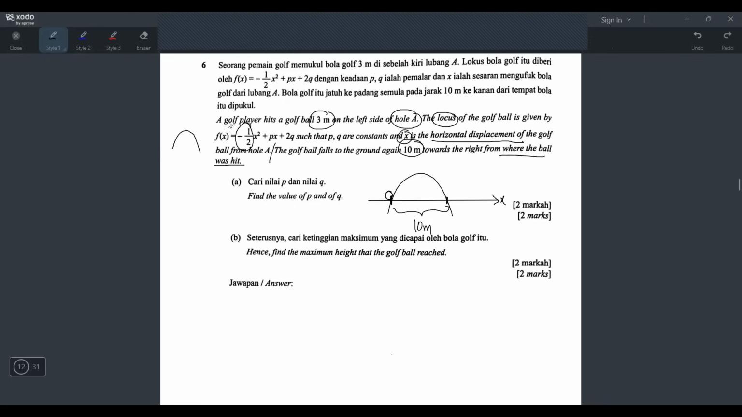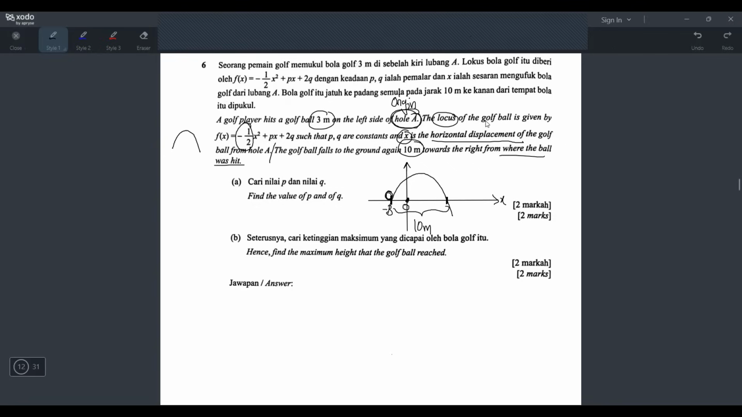Okay, let's read again. A golf player hits a ball 3 meters on the left side of hole A. So we can make this hole A the origin. Origin means the center, the 0, 0. So if the ball is on the left side of the origin, it means the origin must be on the right side, right? The origin must be here. It means your y-axis must be here, right? So now, if this is point A, this is 0, 0, it means this ball is at -3 because it's 3 meters on the left side. That's why it's -3, right?